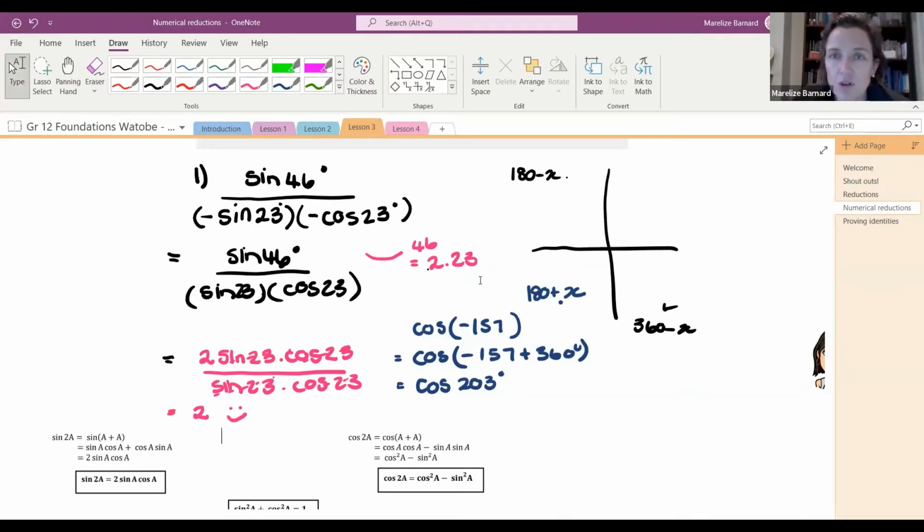I see a few of you got that answer. If you got the -2, just check. Probably something went wrong somewhere with the negative sine 23 and the negative cos 23. So just double check your answer.